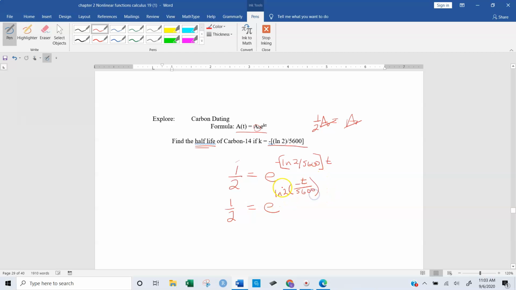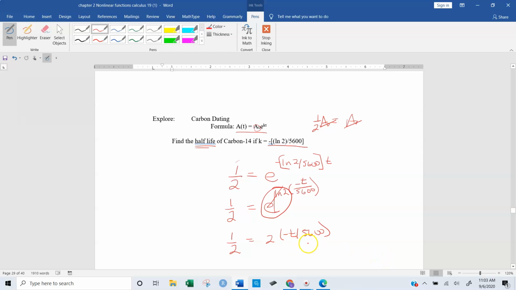I know that e to the natural log of 2 is going to cancel. So I know this is 2. So right now I have 1/2 equals 2 to the power of negative t over 5,600. Good with this point?